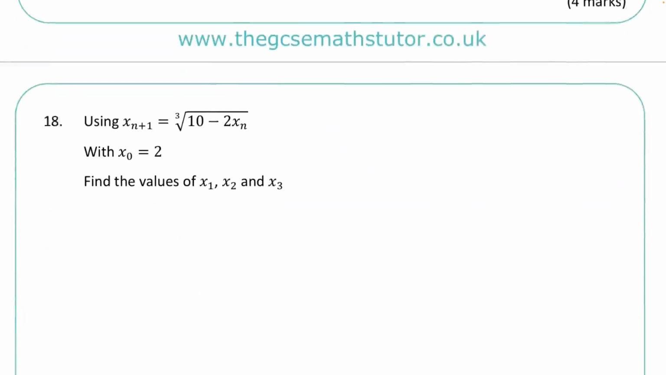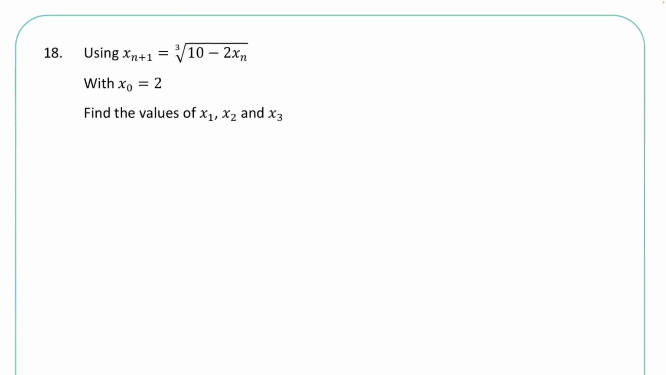So our next question is looking at an iteration. This question here says using x_(n+1) is equal to the cube root of 10 minus 2 lots of x_n, with x_0 equals 2, find the values of x_1, x_2, x_3. So this is our iteration formula, and that just means to find the next number in the sequence, we need to do the cube root of 10 take away 2 lots of the current number that we are using. And it tells us to start with 2, and that's what x_0 means.